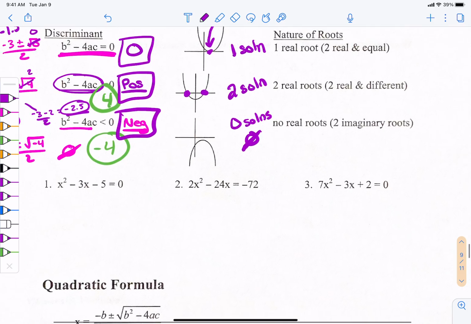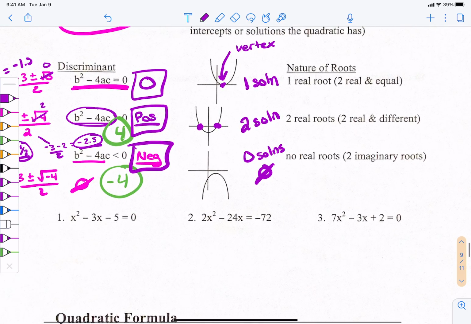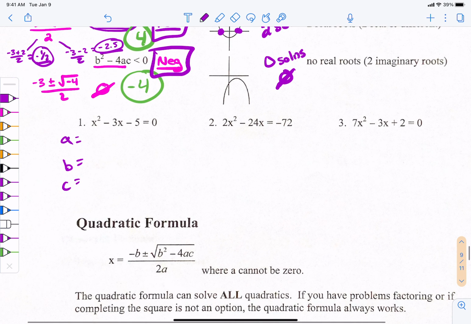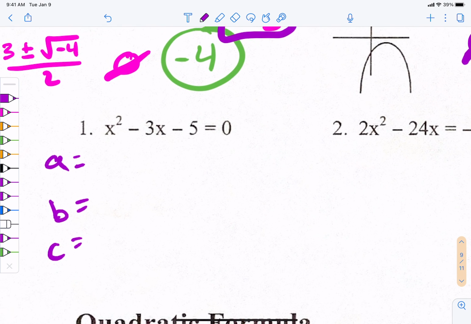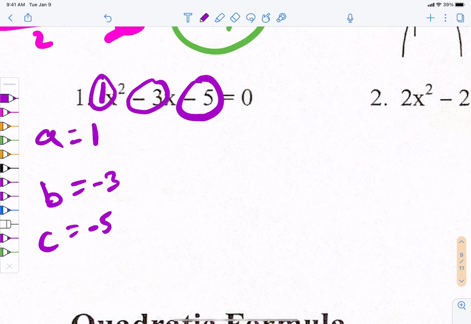Okay? Good? All right. So let's do 1, 2, 3, and let's do the discriminant, and let's figure out what's happening here, okay? Now, we need to know what A, B, and C are for each one of these 1, 2, 3s, okay? So, number 1, what is A going to be? It's the number in front of x squared, which is 1. So A is 1. What's B? Negative goes with the 3. So negative 3, what's C? Negative 5. Those are my A, B, C, okay?